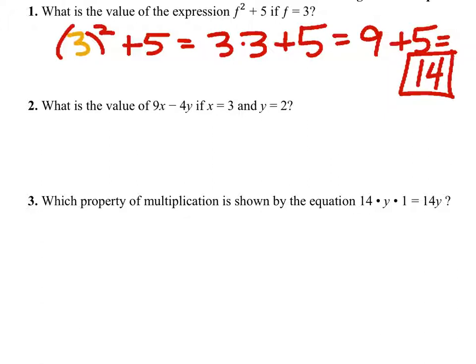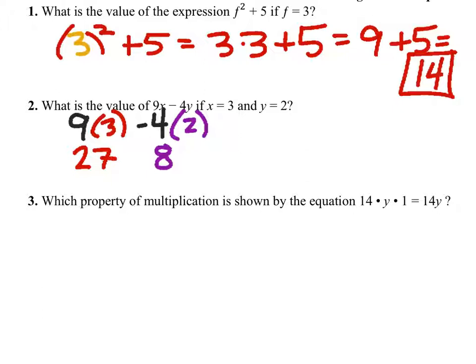All right, we've seen problems like number 2. This one, again, we're just going to replace the x, in this case, with 3, so 9 times 3, minus 4 times the y value, which in this case is 2. And 9 times 3 is 27, and 4 times 2 is 8. Subtraction, 27 minus 8, 19.